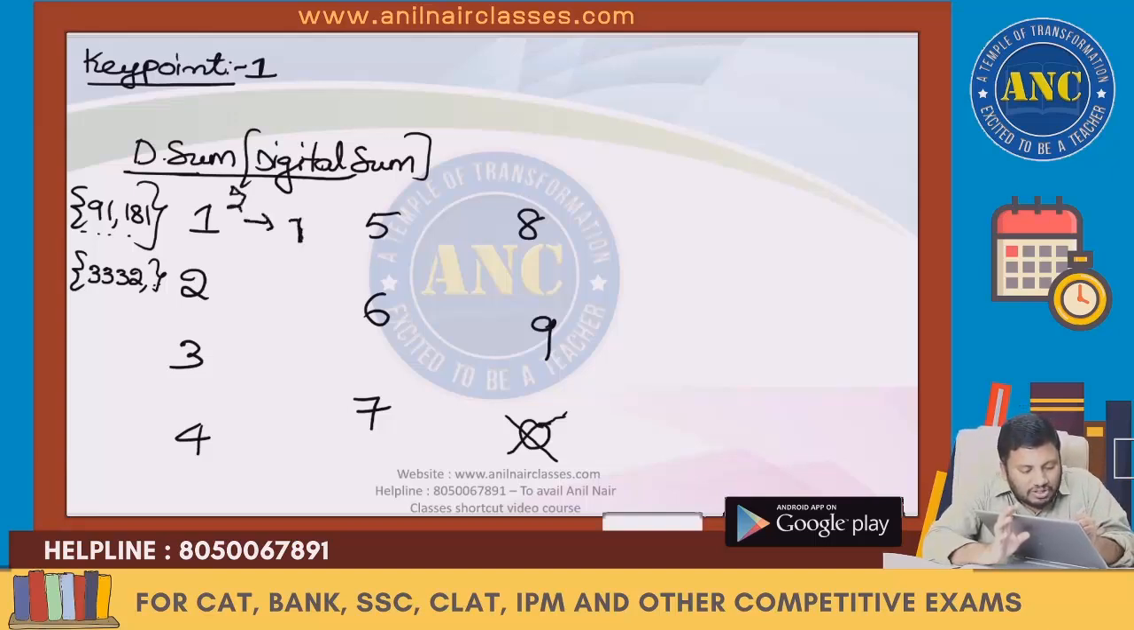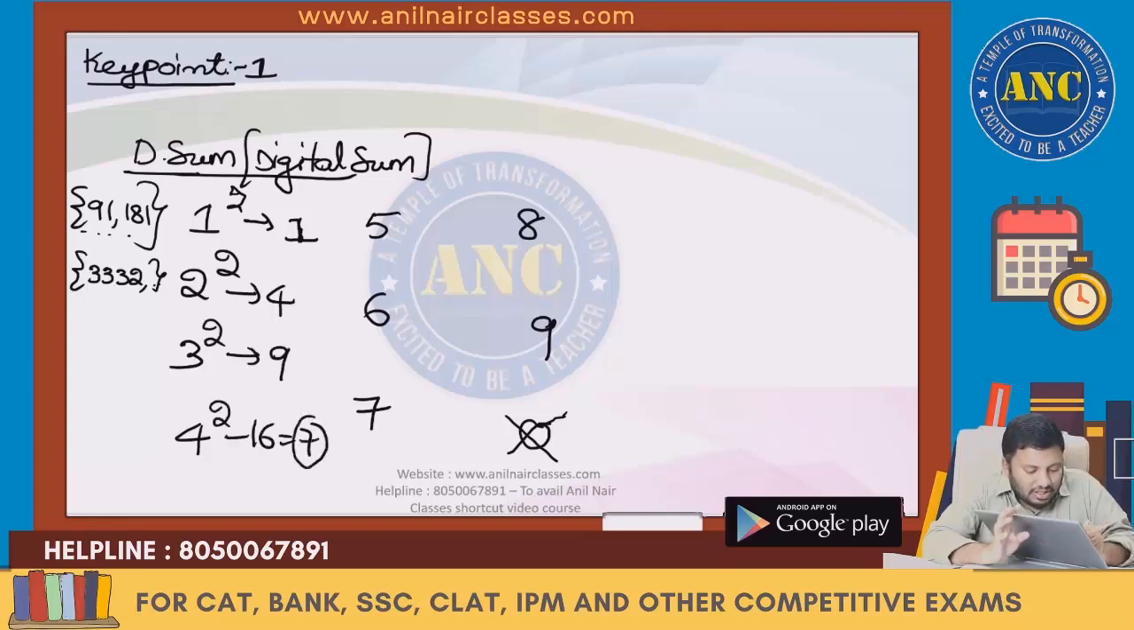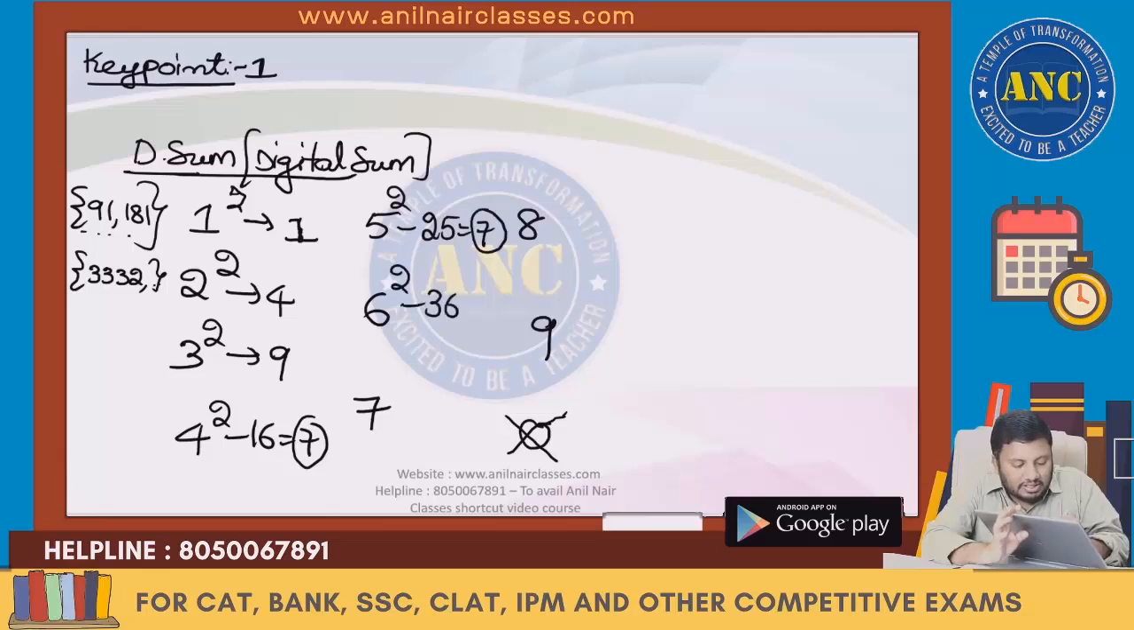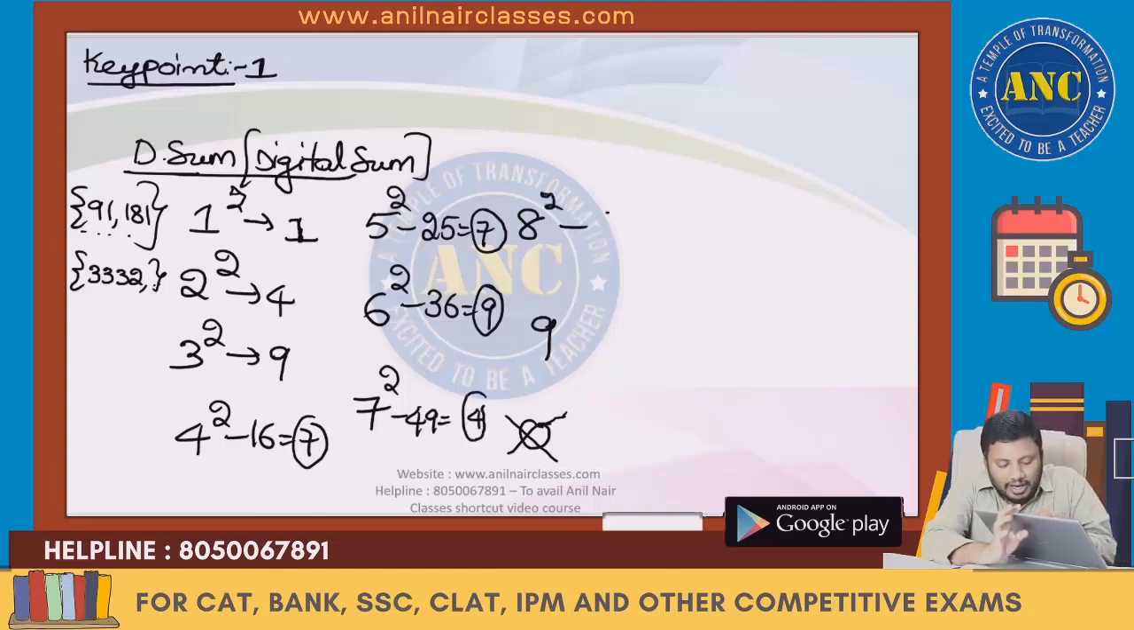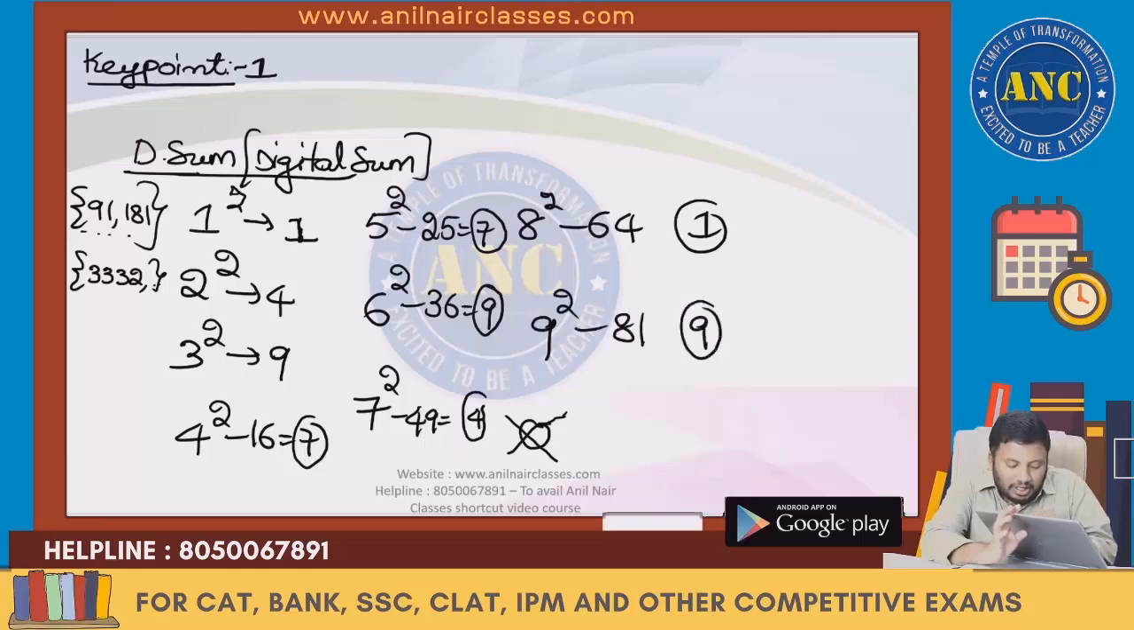1 square, which is 1. 2 square, which is 4. 3 square, which is 9. 4 square, 16, which is nothing but 7. 5 square, 25, which is nothing but 7. 6 square, 36. 3 plus 6, 9. 7 square, 49. 4 plus 9, 13. 1 plus 3, 4. 8 square, 64. 6 plus 4, 10. 1. 9 square, 81. 8 plus 1, 9.